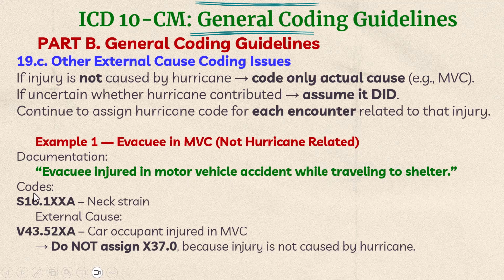First we have to go to the injury code, then the external cause code. So the injury code is X16.1XXA for next train. The external cause code is V43.52XA, that is car occupant injured in MVC. Here do not assign X37 because the injury is not caused by hurricane.